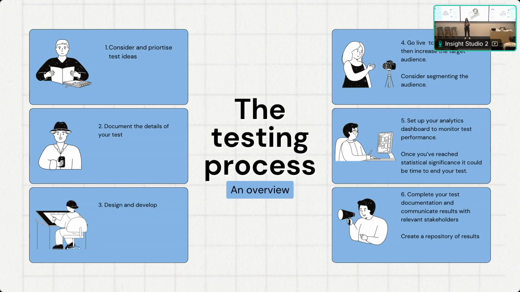So it can depend on what you want to do, but it's good to have a team that's working on it. And then, of course, going live first to a small audience, seeing what the impact is, no negative impact. You can then increase the audience until you reach statistical significance. Of course, again, to a large enough sample size to get those accurate results.